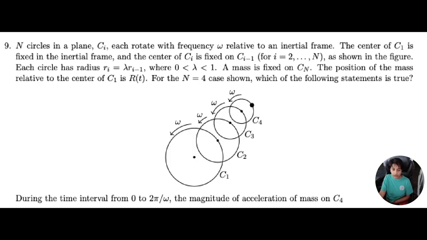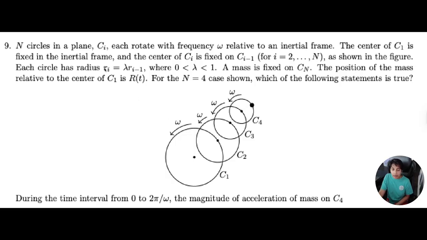During the time interval from 0 to 2 pi over omega, the magnitude of acceleration of the mass on C4 is, and there are some options. What they're basically asking you to do is to describe the magnitude of the acceleration of the mass on C4. So let's analyze this question.